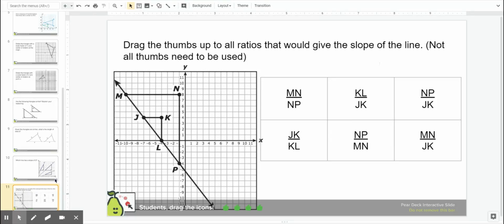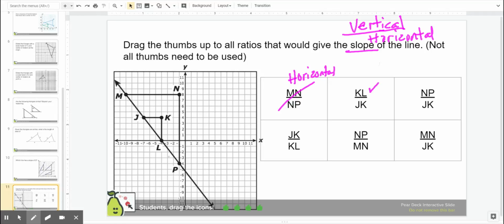And our last slide. We have to thumbs up all of the ratios that would give us the slope of the line. And remember that slope is vertical over horizontal. All right, so let's see. MN, that's horizontal. So that one would not work because that's going to be horizontal over vertical. KL is vertical, so that checks out. And JK is horizontal, so this works.